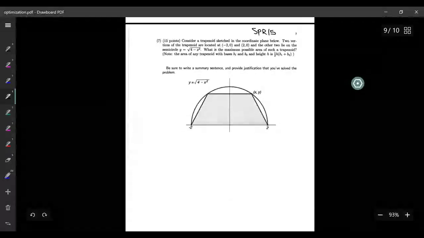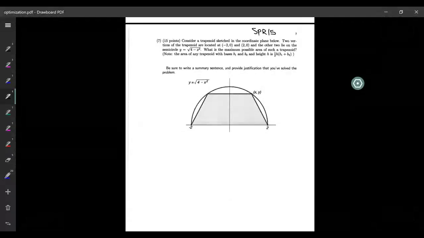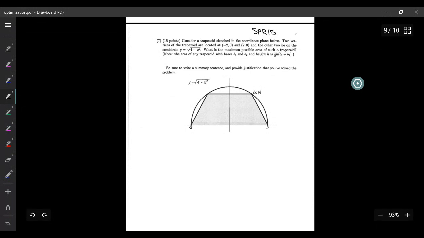All right, we've got two more examples. Here's the next one. Consider a trapezoid sketched in the coordinate plane below. Two vertices of a trapezoid are located at -2. So we've got two vertices here and here of this trapezoid, and then the other two lie on this semicircle.